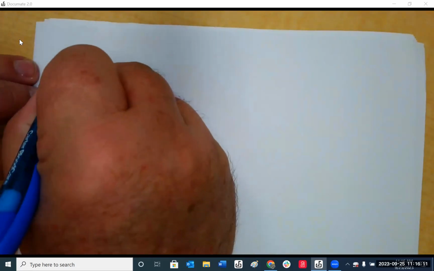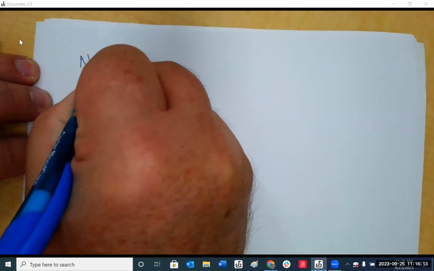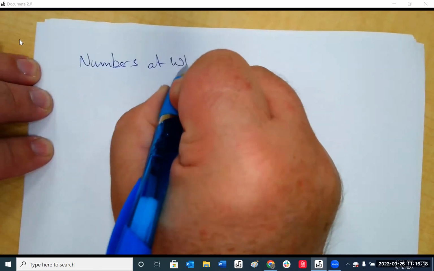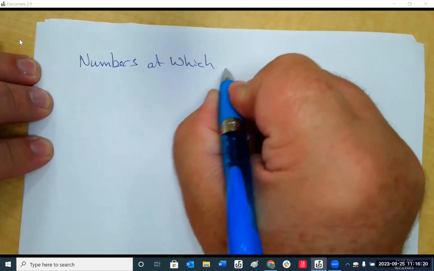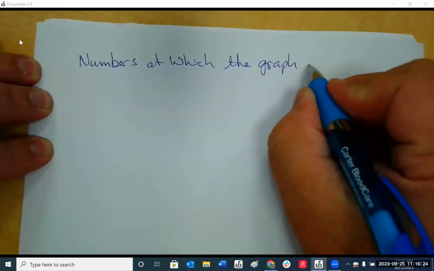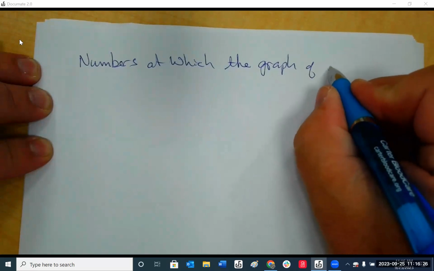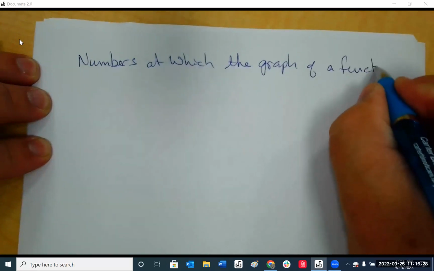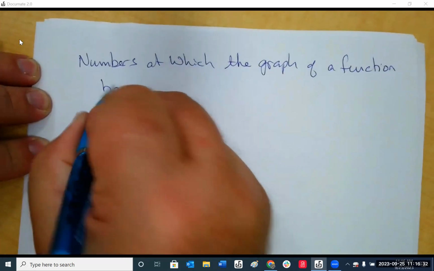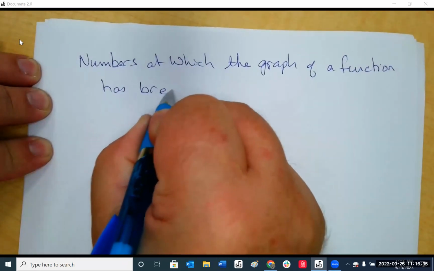Okay, let's look at the next one. Numbers at which the graph of a function has breaks.